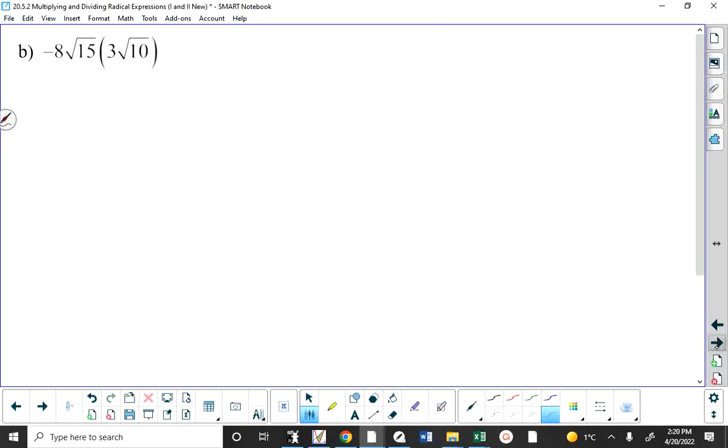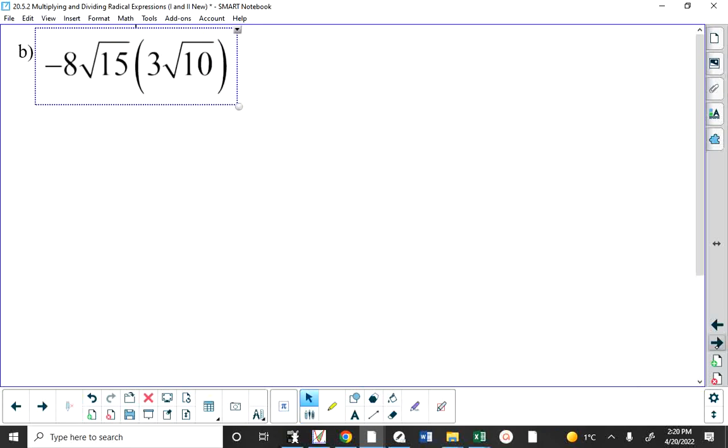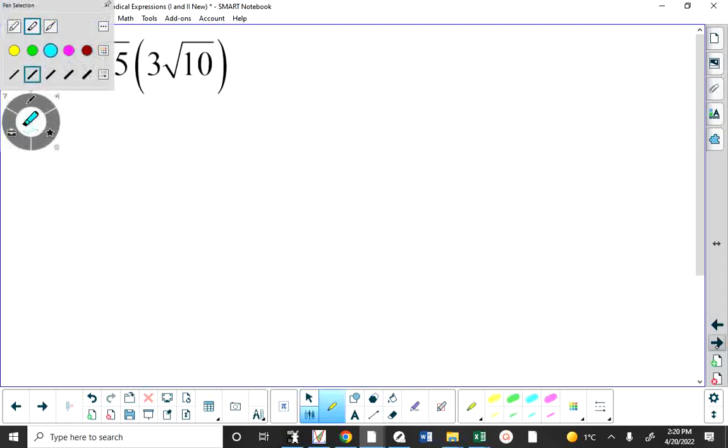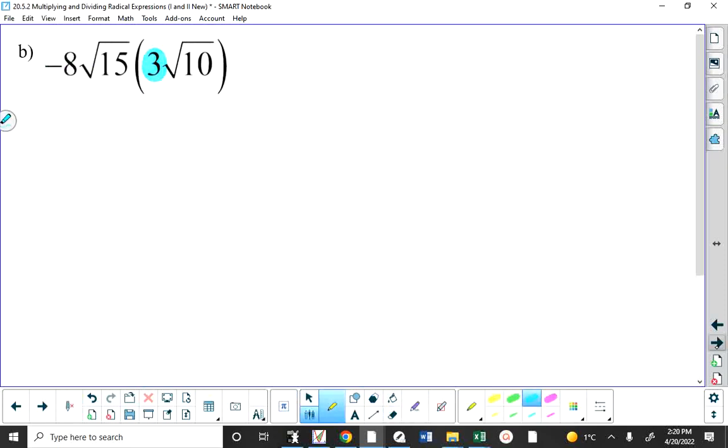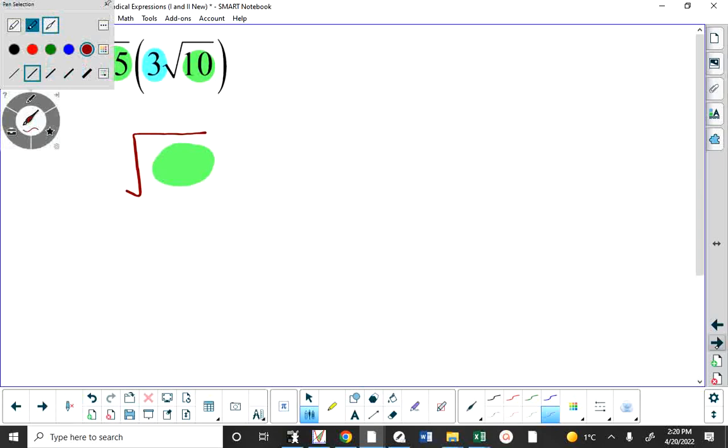Let's try number 2, negative 8 root 15 times 3 root 10. So we can multiply. I don't think there's any need to rewrite this. I mean, you can rewrite it if you want. I'm just going to make it bigger. We're going to multiply these two things together because they are both coefficients. We're going to multiply these two things together because they're both radicands. And we will have our answer.